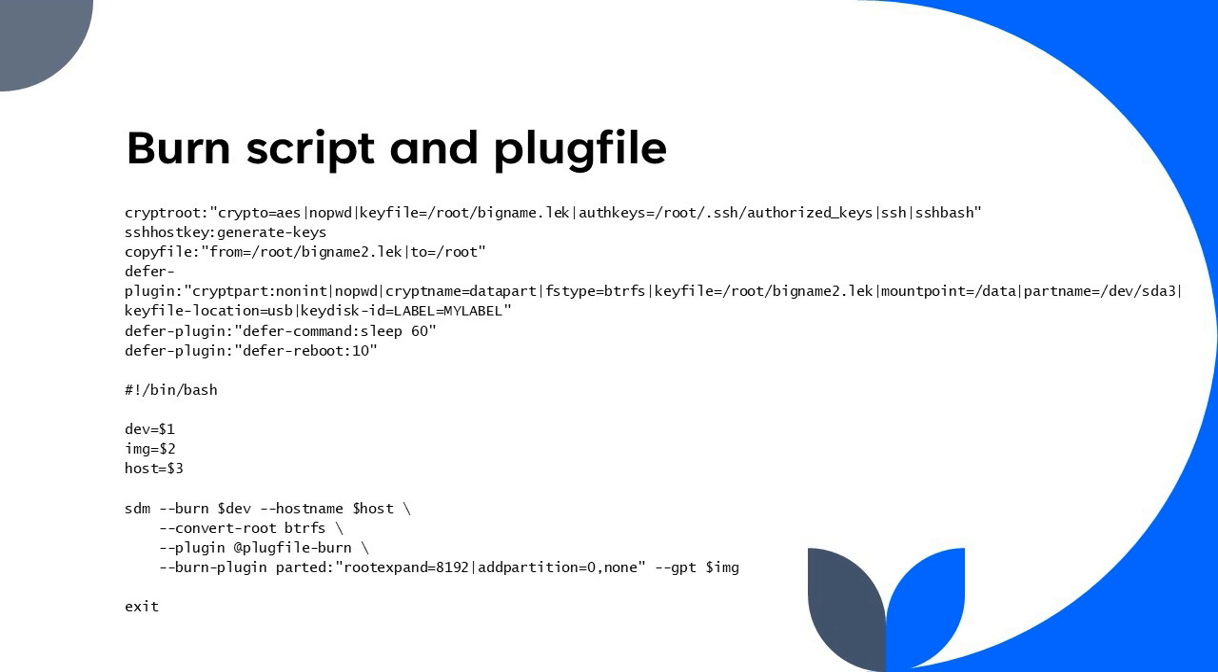The copy file plugin copies the data partition encryption key from the host onto the just burned disk, so it's available to the cryptpart plugin later in the process.